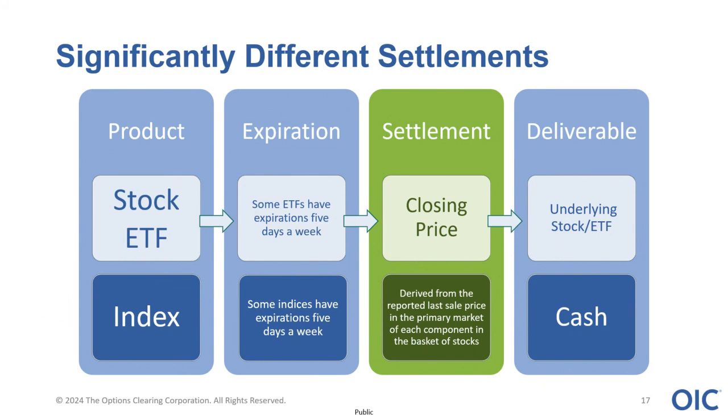On the flip side of that, you've got indices. Some, again, of these indices have expirations 5 days a week now. Their settlement is derived from the last sale price in the primary market for each of the components of the basket stocks. This is really important because many times their settlement can be PM versus AM, and you need to understand which one is which. Tell you a little story about that and explain why that happens.